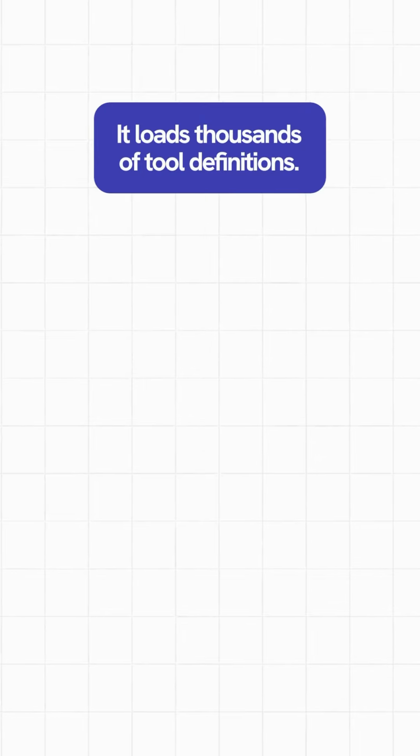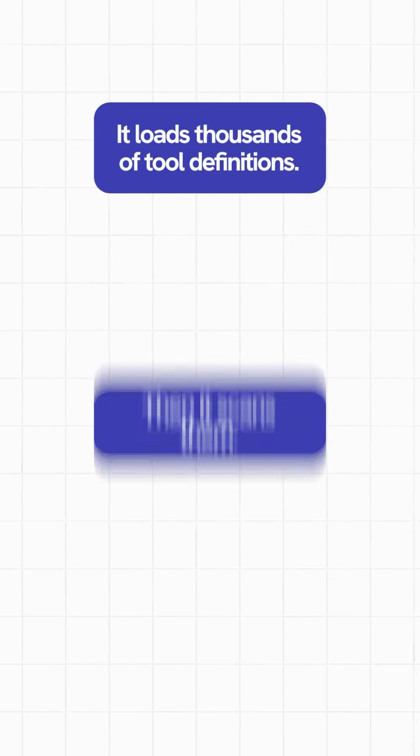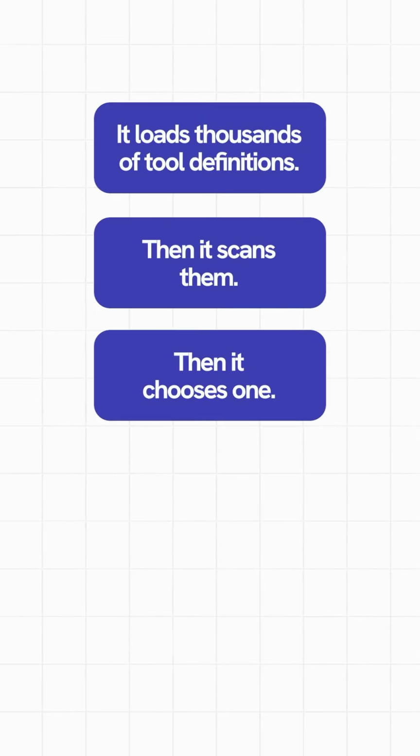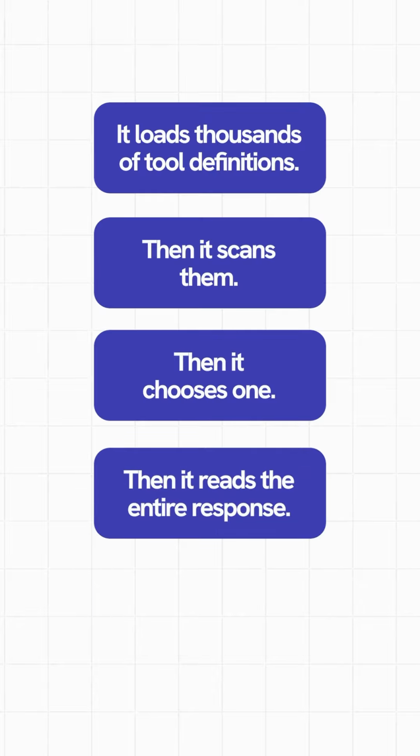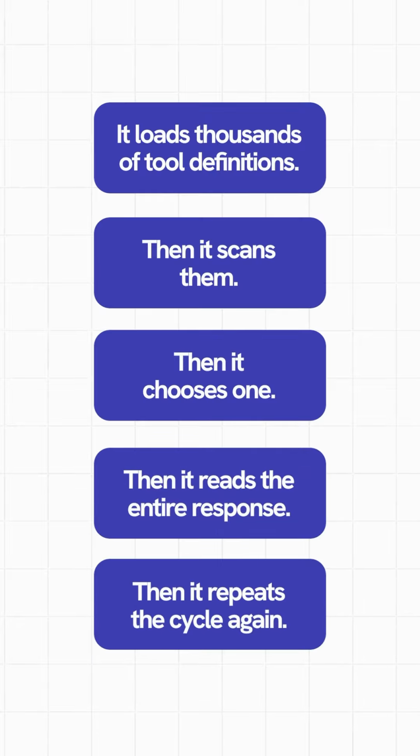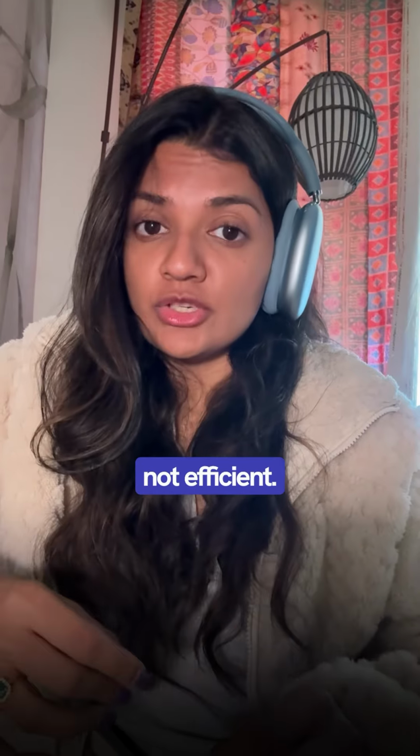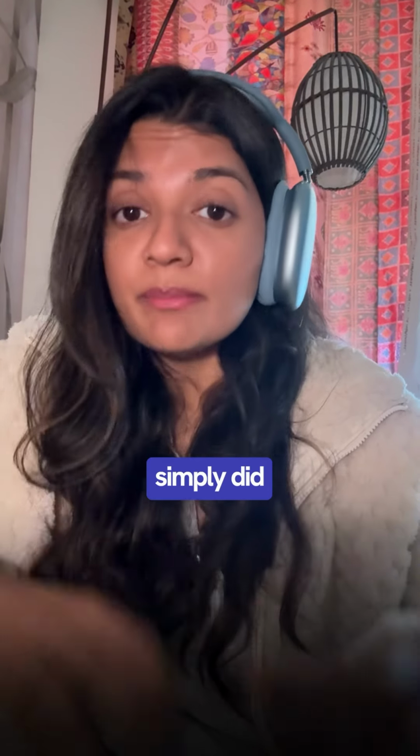Now imagine the model doing this repeatedly. First, it loads thousands of tool definitions, then it scans them, then it chooses one, then it reads the entire response. Then it repeats the cycle again. It worked, but it was not efficient. And as agents started to connect to more servers, this pattern simply did not scale.